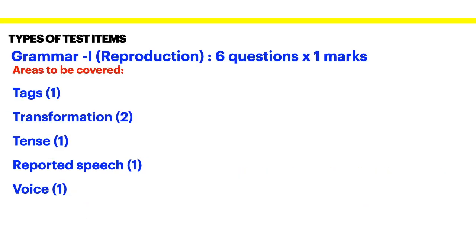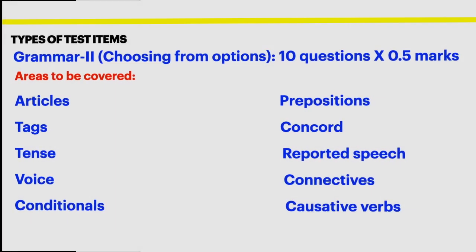Now let's move forward to grammar. Grammar type 1 carries 6 questions. Each question has 1 mark. The areas are text, transformation, tense, reported speech and voice. From transformation, 2 questions will be asked.